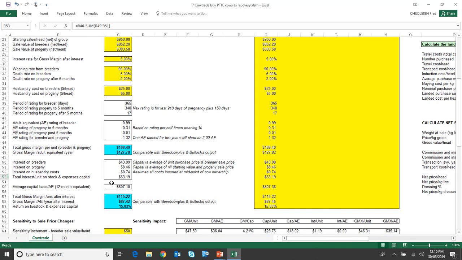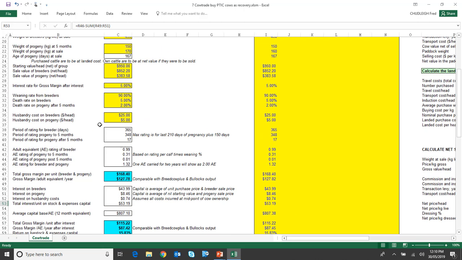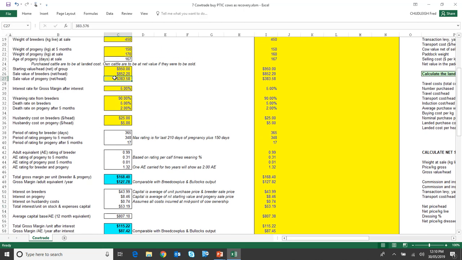And we can come over here and put our $852, $383 as our sale values. Again, we've got an opportunity cost of interest because we could have put the money in the bank and reduced our interest cost or earned interest.